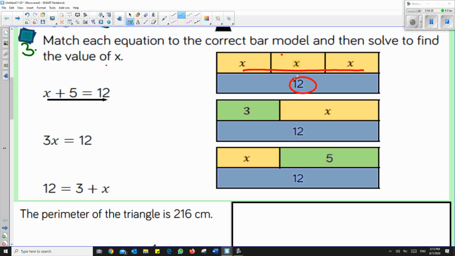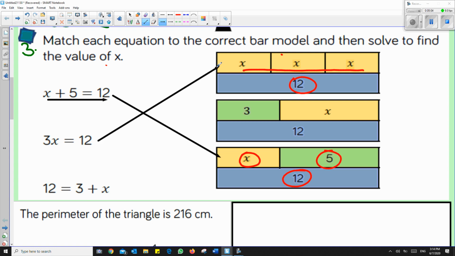This one shows 3 plus x is equal to 12. This shows x plus 5 is equal to 12. So you are going to match the correct one, for example, the first one, x plus 5 is equal to 12, and 3x equal to 12, and 3 plus x. So you're going to match all.